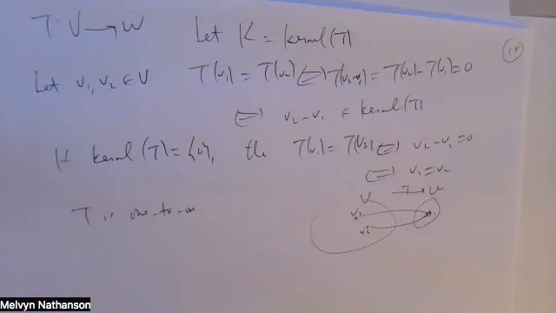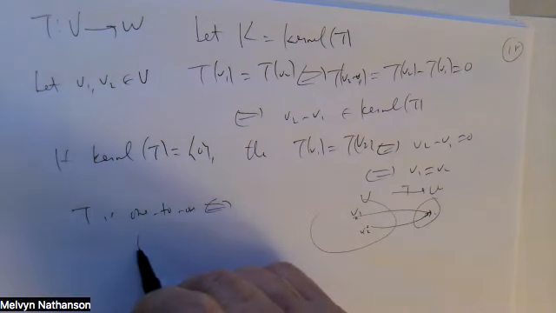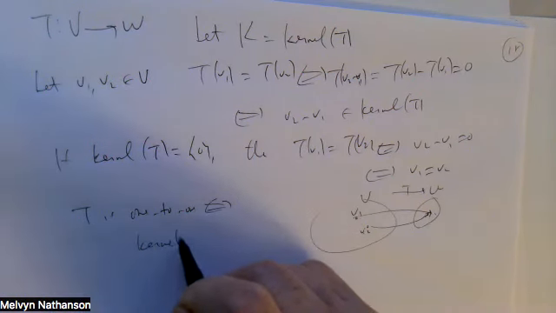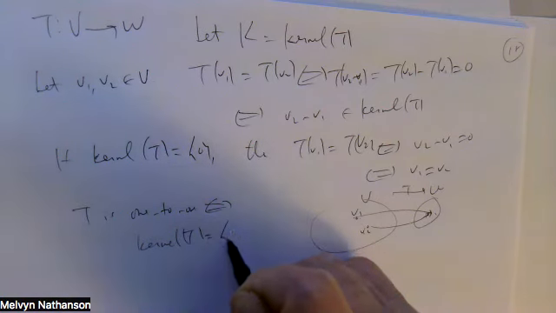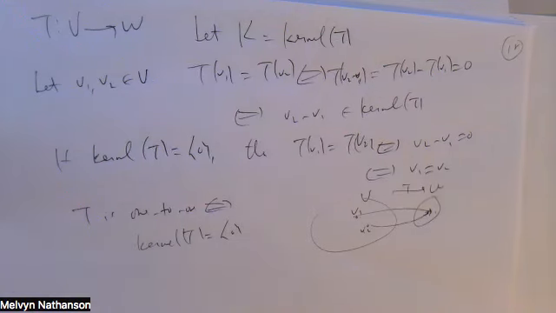So a function that maps different elements to different elements is called one-to-one. So we have a theorem that says T is one-to-one if and only if the kernel of T consists of just the 0 vector. So that is a useful fact about linear transformations.